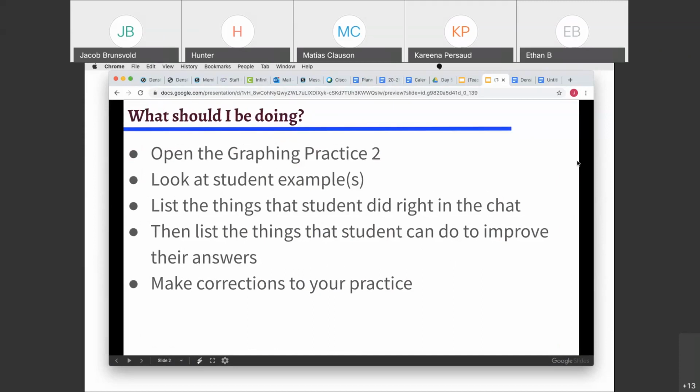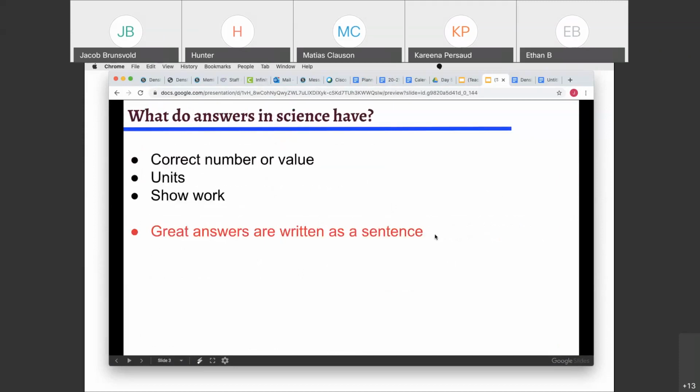Okay, and so then just to review, what are we looking for in a science answer? It should have the correct number or value, it should have units, and it should show work, right? Those 3 things have to be there. And if you're really on the next level, you're going to write it as a sentence.